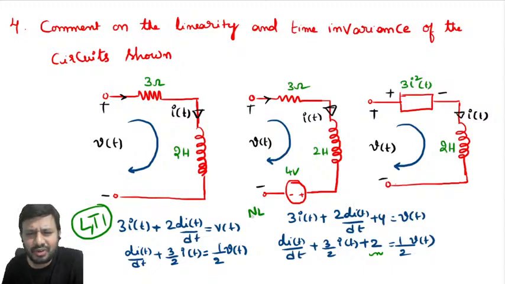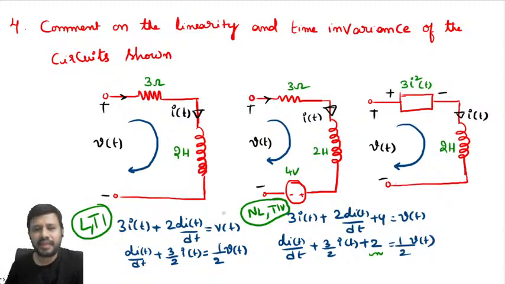Time invariance means what? Please observe the coefficients of every term. If the coefficients are functions of the independent variable or dependent variable, it is time variant. Now the coefficients are all constants here. So non-linear time invariant.